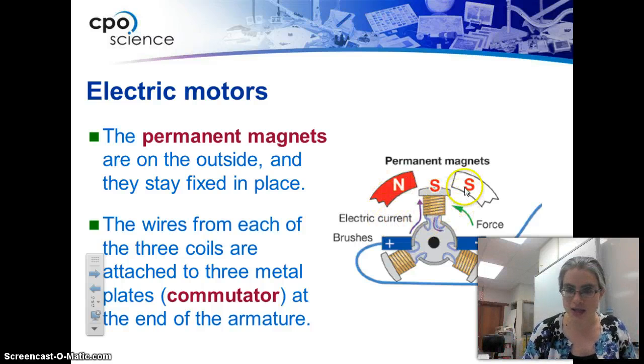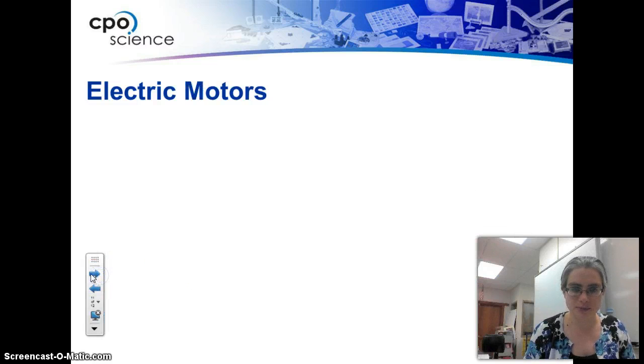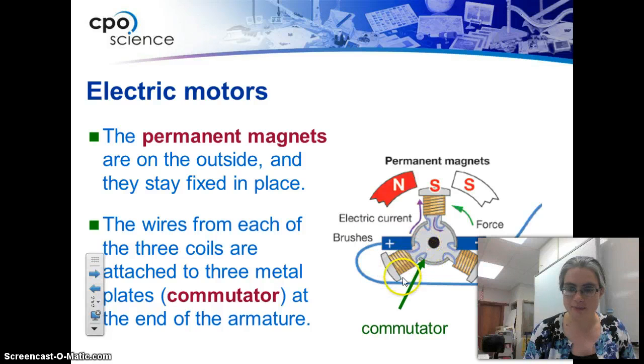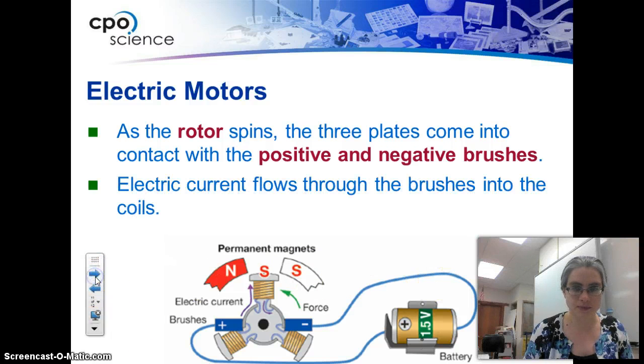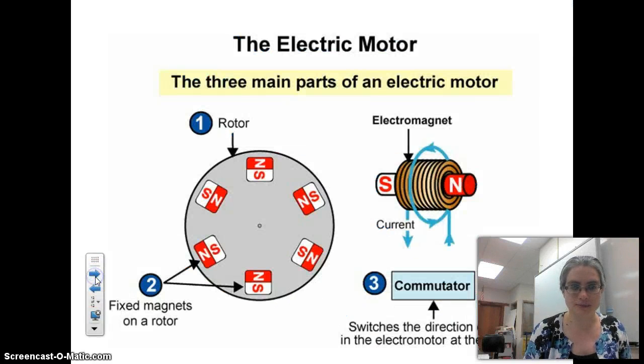And what's happening is you're creating electromagnets, and you've got a south pole. So this is going to repel and also attract as it goes through. And these parts, let's go back one, is the commutator. Okay? So you've got the metal that's going on right here to change the currents. All right, as the rotor spins, the 3 plates come into contact with the positive and negative brushes that allow the electric current to flow.